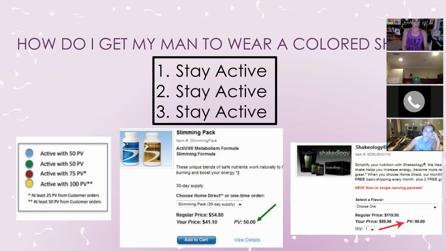And then as you go up with rank, your volume increases that you need per month, which isn't hard to get because as you increase in rank, you're increasing in customers and volume as well already. So basically at Ruby, it goes to 75 volume and Diamond is 100.